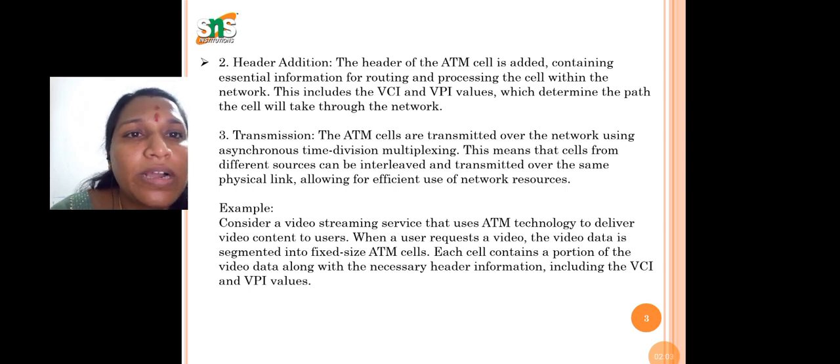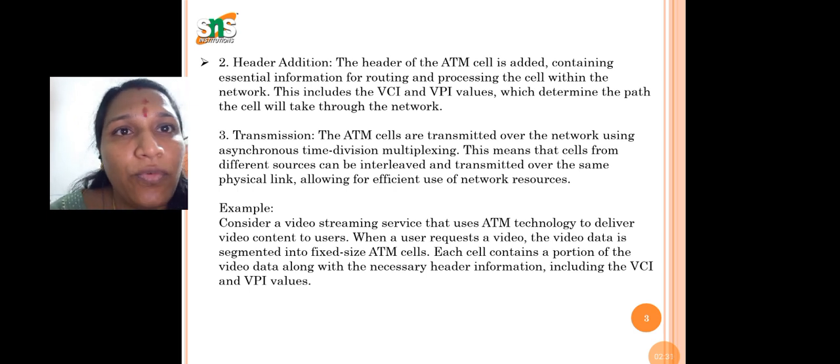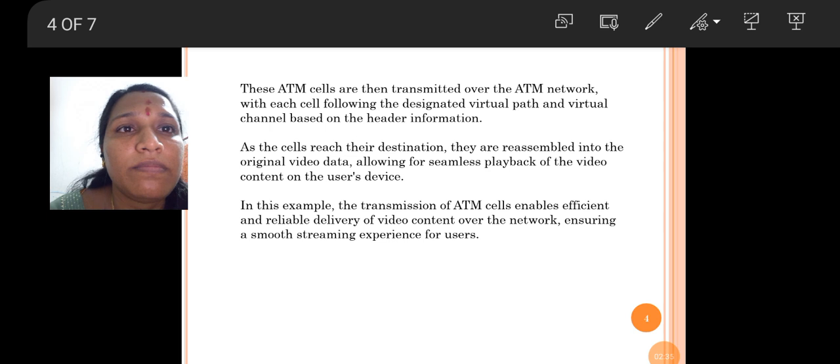For example, consider video streaming. ATM technology delivers video content to the user. How will it conduct a video? The video data is segmented into fixed-size ATM cells, perfectly fitted to the ATM cell. Each cell contains a portion of video data along with the necessary header information, including virtual channel identifier and virtual path identifier values. These identifiers are helpful for the transmission, and the transmission should be perfect in the ATM cells.